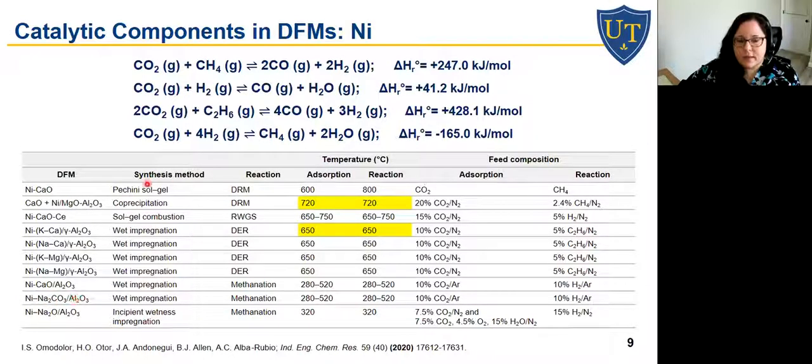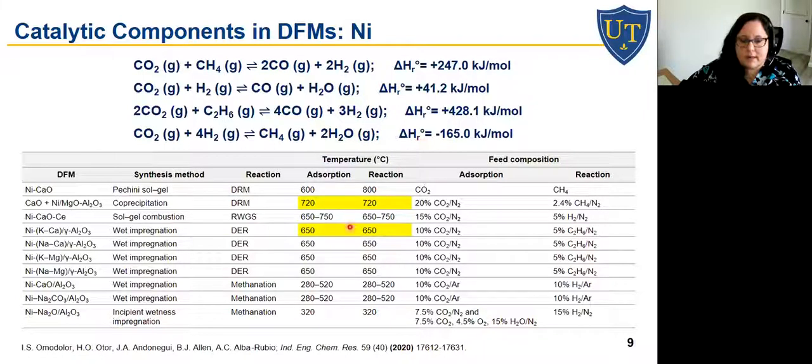Most of them have been synthesized by typical synthesis methods of catalysts. And these nickel dual function material catalysts have been used for the dry reforming of methane, the reverse water gas shift, the dry reforming of ethane, or methanation. But as I said before, methanation is especially interesting for the study of these materials because it's exothermic and can contribute to the desorption of CO2.